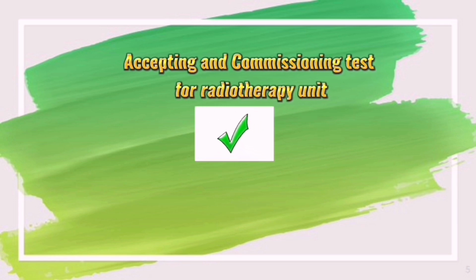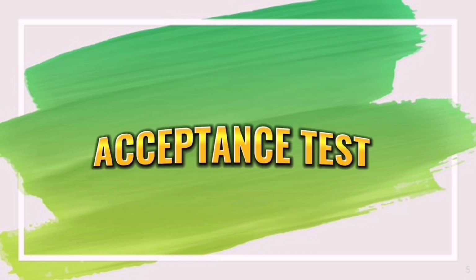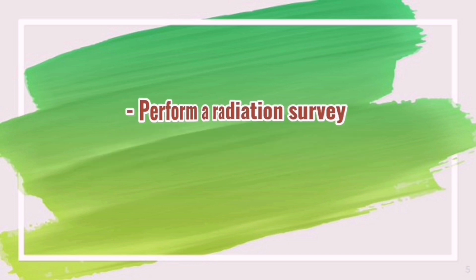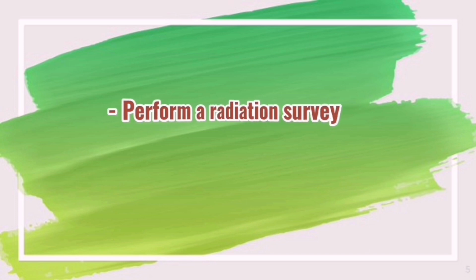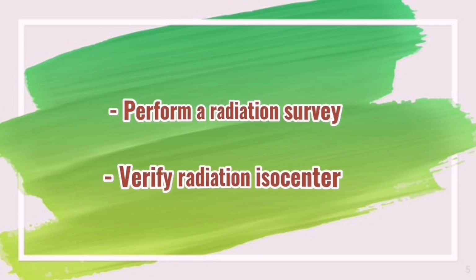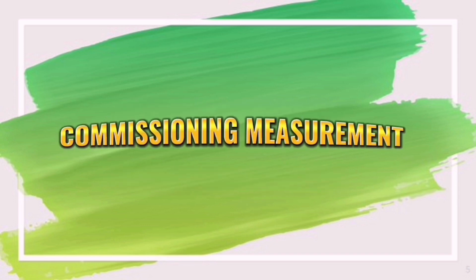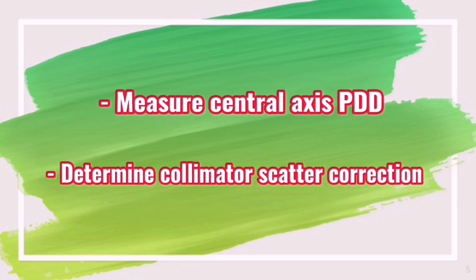This procedure is a series of measurements after installing a therapy machine. Some of the acceptance tests that use IC are performing a radiation survey in all areas outside of the treatment room and detecting collimator and head leakage. It is also used to verify the radiation isocenter. The commissioning measurements that use IC are measuring central axis percentage depth dose and determining the collimator scatter correction.